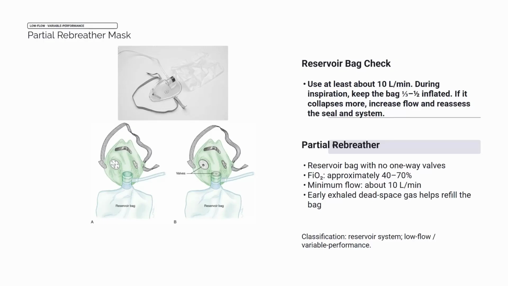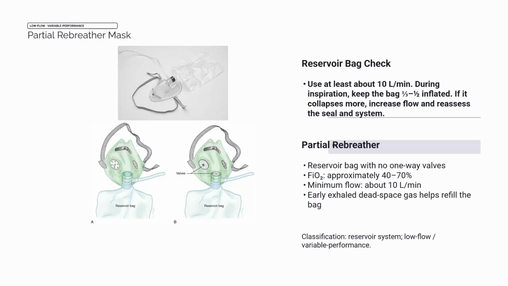That's the partial rebreather and non-rebreather. Both add a bag that stores oxygen between breaths, letting them push FiO2 much higher than a mask would alone. So we'll start with the partial rebreather, and the minimum flow is about 10 liters per minute. The FiO2 is roughly 40 to 70%. There are no one-way valves on this bag. The non-rebreather takes the same reservoir bag idea and adds one-way valves. Those valves block exhaled gas from re-entering the bag and usually block room air from leaking around the mask.